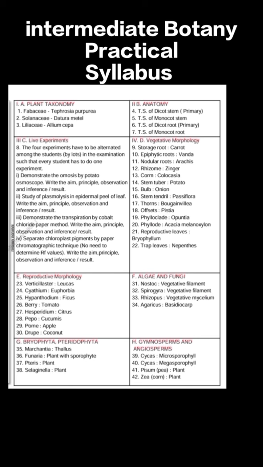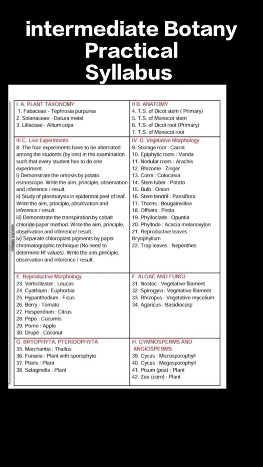F, algae and fungi: 31 Nostoc vegetative filament, 32 Spirogyra vegetative filament, 33 Rhizopus vegetative filament mycelium, 34 Agaricus basidiocarp. G, bryophyta and pteridophyta: 35 Marchantia thallus, 36 Funaria plant with sporophyte, 37 Pteris plant, 38 Selaginella plant. H, gymnosperms and angiosperms: 39 Cycas microsporophyll, 40 Cycas megasporophyll, 41 Pisum plant, 42 Zea maize plant.